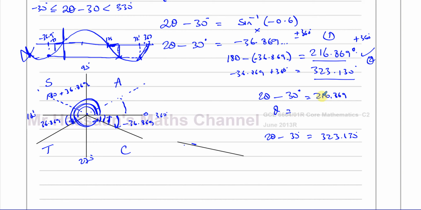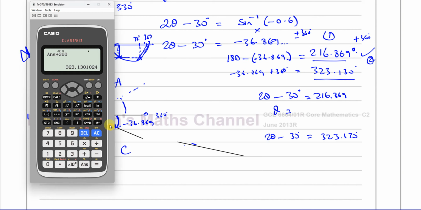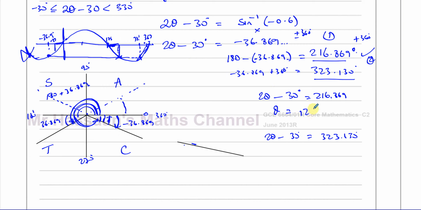So we have to take the angle 216.869. Let me just find it. So we did 180 minus the answer, and we take this, we have to add 30 to it, and then we have to divide it by 2. And that gives us 123.434, 123.4349 going on.